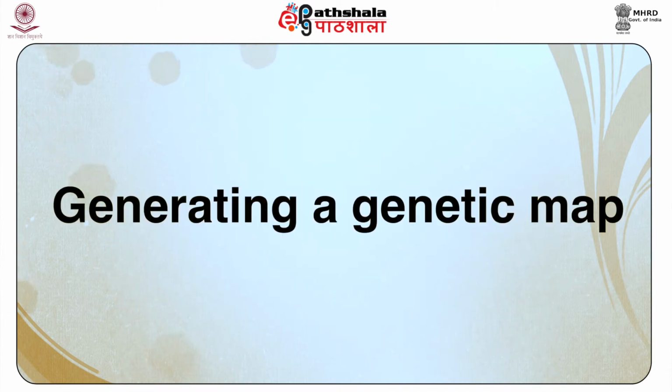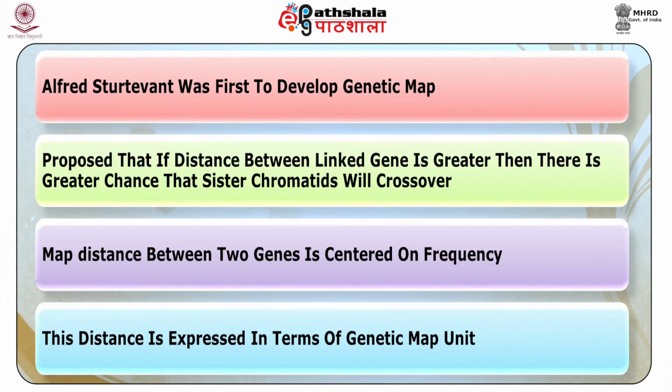Let us understand generating a genetic map. Alfred Sturtevant was the first to develop a genetic map. He proposed that if the distance between the linked genes is greater, there is a greater chance that the sister chromatids will cross over. The map distance between two genes is based on the frequency of recombination between the two genes. This distance is expressed in terms of genetic map units.